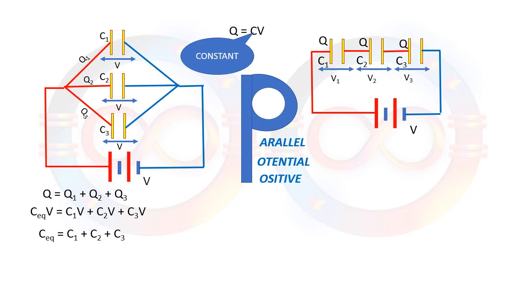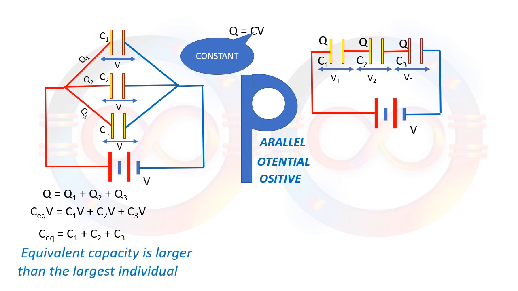So whenever we add the capacitance in parallel combination, the equivalent capacity is going to increase. It means the equivalent will be larger than the largest individual. If we add 2, 3, 5, it will be 10. So 10 is much bigger than the largest individual, that is 5.